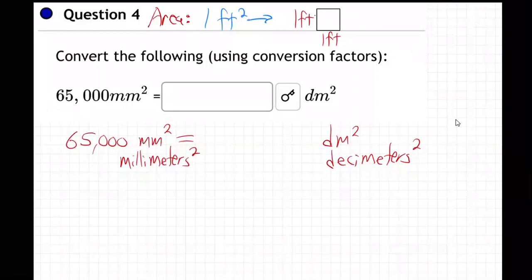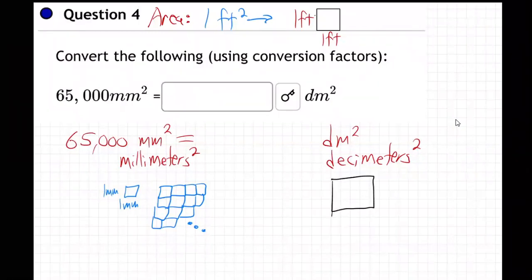When they say down here that there's 65,000 square millimeters, what they mean is they've got all these tiny little things that are 1 millimeter. Millimeters are very tiny. 1 millimeter by 1 millimeter. And they've got a whole bunch of them. In fact, they've got 65,000 of them. I'm not going to draw 65,000 of them, but I'm going to go dot, dot, dot. They just keep going. There's 65,000 millimeter by millimeter squares. And they're asking us, well, how many square decimeters is that?